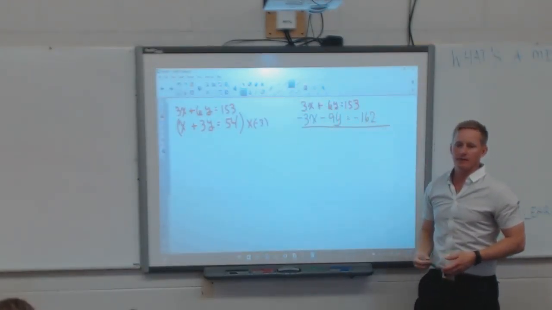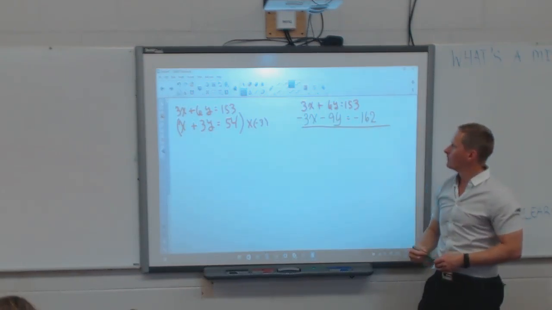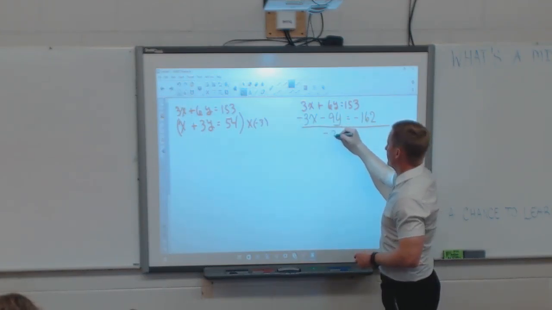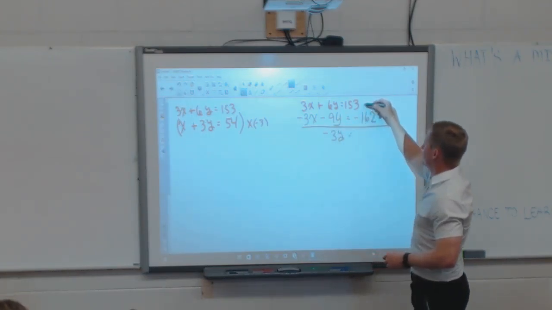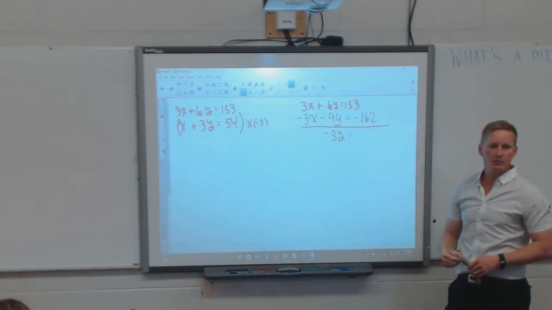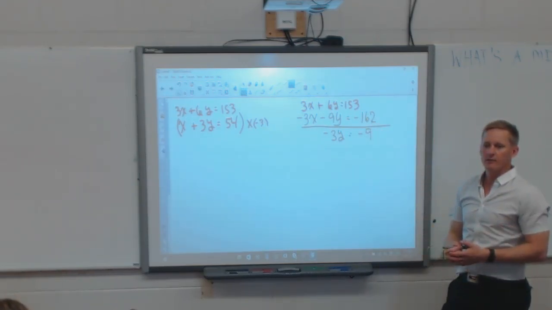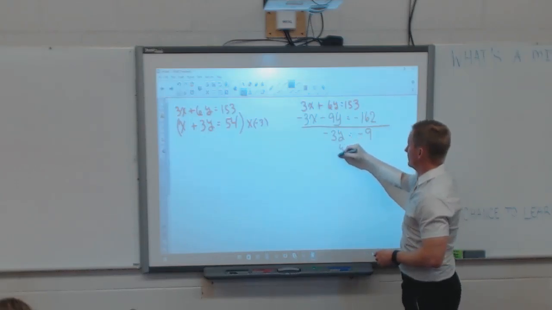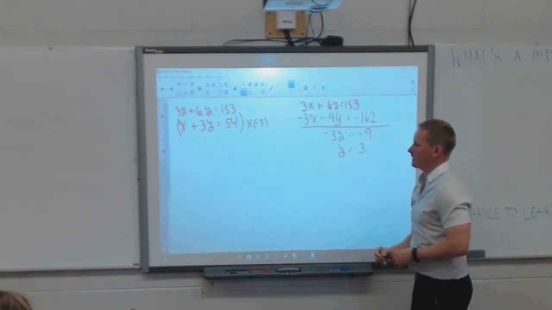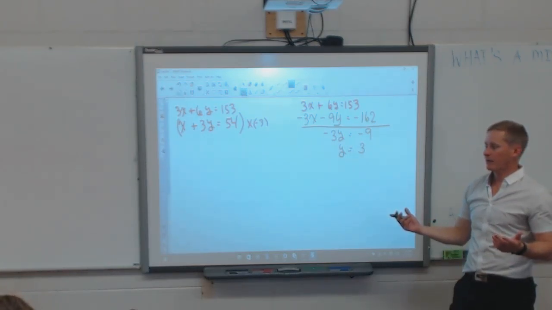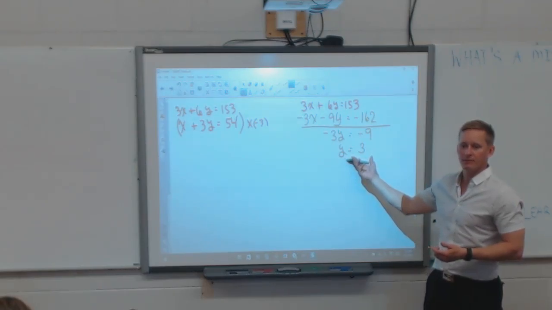What's 3x and negative 3x? It's 0. 6y and negative 9y is minus 3y. 153 and negative 162, negative 9. And then what did I do at this point? Divide by negative 3, and I got my hot dogs is equaling what value? 3. Remember this now?